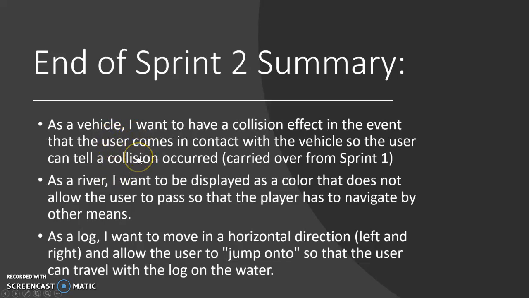As a river, I want to be displayed as a color that does not allow the user to pass, so that the player has to navigate by other means. As a log, I want to move in a horizontal direction, left and right, and allow the user to jump onto so that the user can travel with the log on the water.